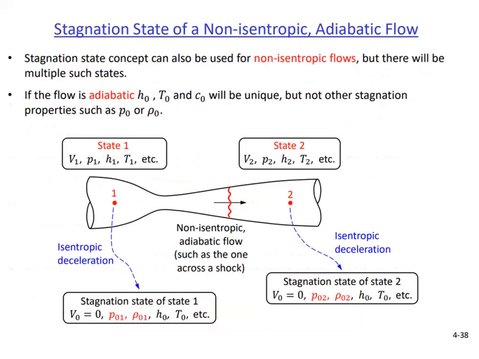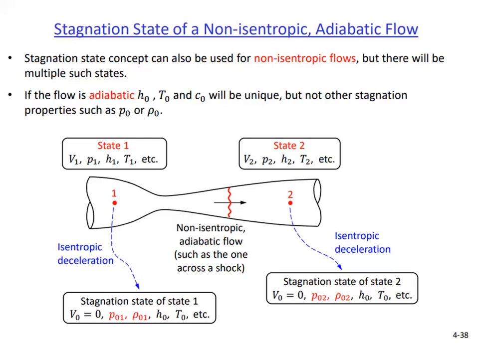In this slide, we are emphasizing the fact that a flow with a shock has two different stagnation states. The flow inside the shown duct has a shock wave. Normal shocks inside ducts are typically shown with wiggly lines. State 1 is upstream of the shock, and state 2 is downstream of it.